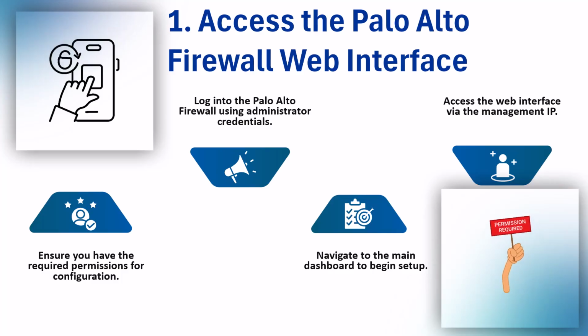The first step is easy. Log into your Palo Alto Firewall. Think of it as unlocking the door to your network's control center. You'll use the management IP to access the web interface, where all the magic happens. Just make sure you have the right permissions, or you might hit a wall.